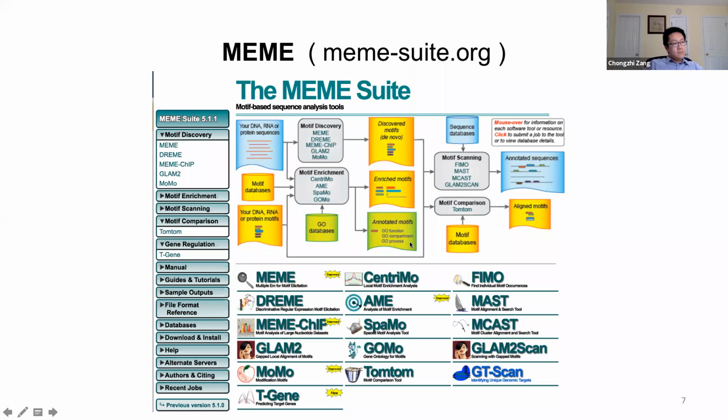In this case, the input of MEME for de novo motif discovery is that we do need the raw DNA sequences. Or MEME can also take in other types of sequence data like RNA sequences or even protein sequences.